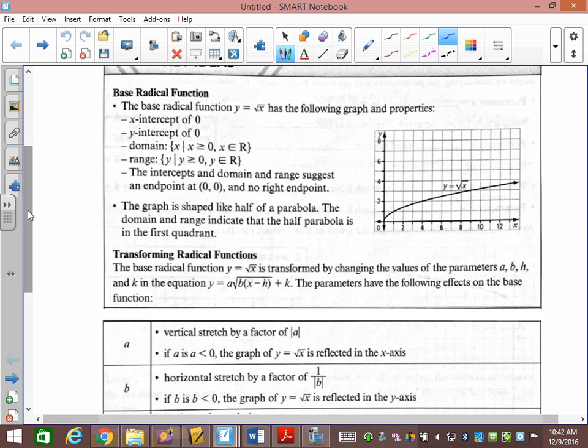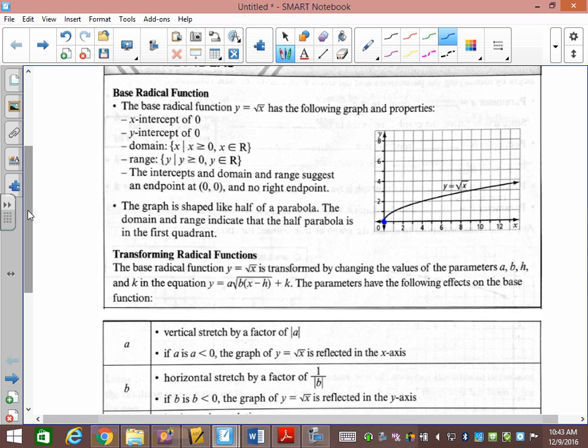The base radical function, the reason why I love this unit so much is it's really easy to figure out transformations, like a horizontal and vertical transformation with a radical, because your radical base graph starts at 0, 0. So no matter what stretch you have on there, stretches or reflections, that means you multiply by that value, right? When you multiply 0 by any value, it basically stays 0, correct? So if this point moves anywhere, it's only moving by transformation.